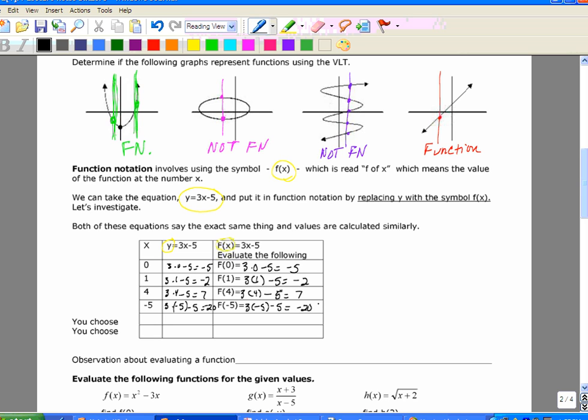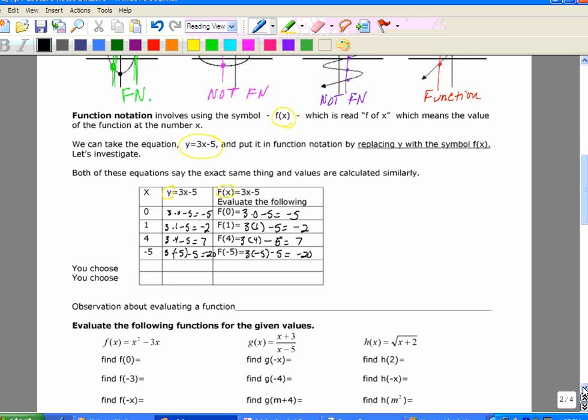We'll work back and forth with both of them, either a y equal or an f of x equal to. But the f of x and the y are interchangeable. So what we note about evaluating a function is we just replace x with the value in the parenthesis.